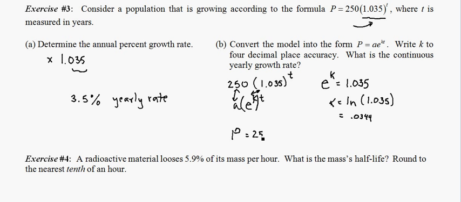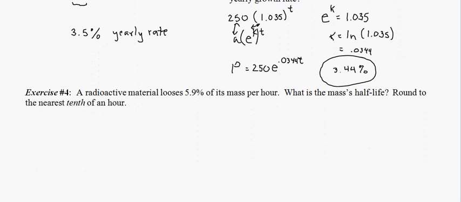again, sluggish CPU. No idea why. 250 to the 0.0344t. And then what we would say is that its continuous growth rate is simply 3.44%. Now remember, that's nominal. Effectively what we're getting is 3.5% per year. But if I were to say to somebody, hey, what's my instantaneous or my continuous growth rate, I'd say 3.44%.